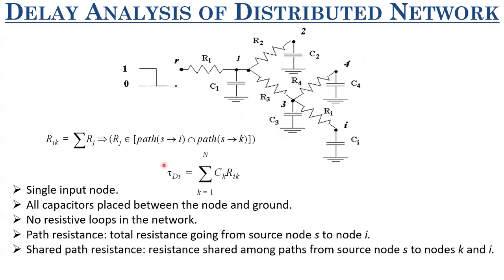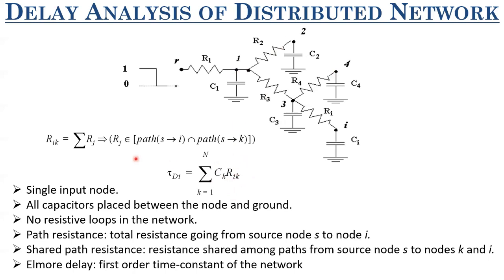And then Elmore proposed that the delay, or the first order time constant of the network, is given by the summation of K going from 1 to N, where N is the total number of nodes, of CK times RIK. What is this CK? CK is nothing but the capacitance at those nodes.